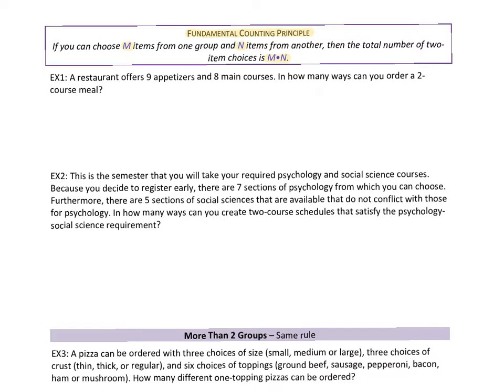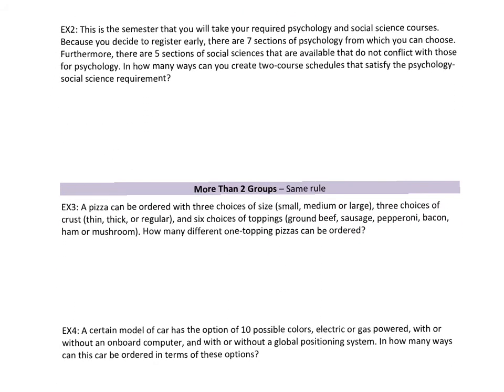Example 1, we have a restaurant. It offers 9 appetizers and 8 main courses. In how many ways can you order a 2-course meal? Simple. You just take the 9 items in the appetizer group times the 8 items in the main courses, and you have 72. Really simple. Let's do one more example.